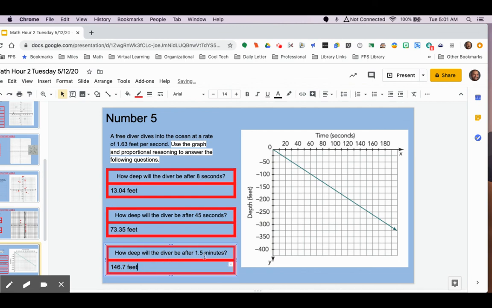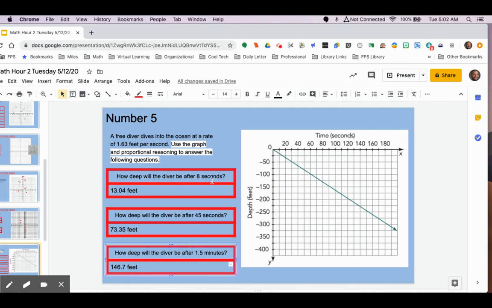The last one was 1.5 minutes, which we said was 90 seconds. I go to 90 seconds. I go down to here. Notice how it doesn't quite get to that. And then I go over, and it's right below, it's right before 150 feet. 146.7 feet is right below that. So I am good with that one.